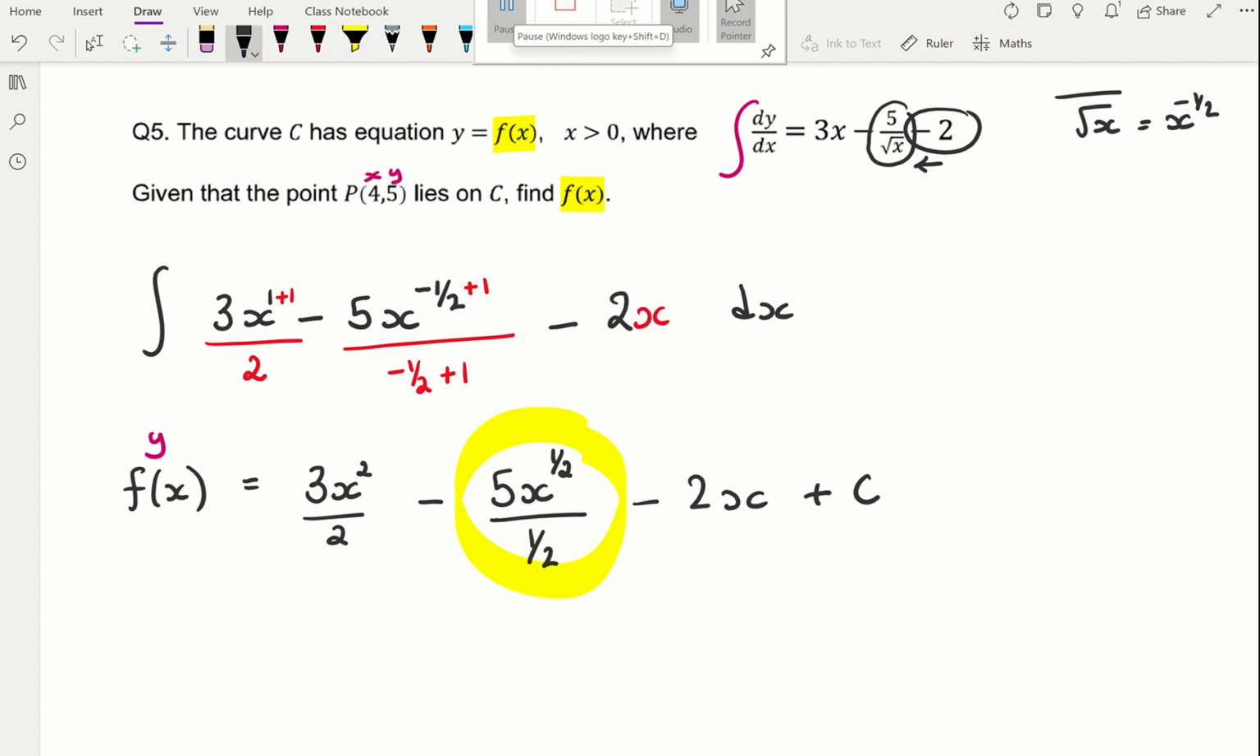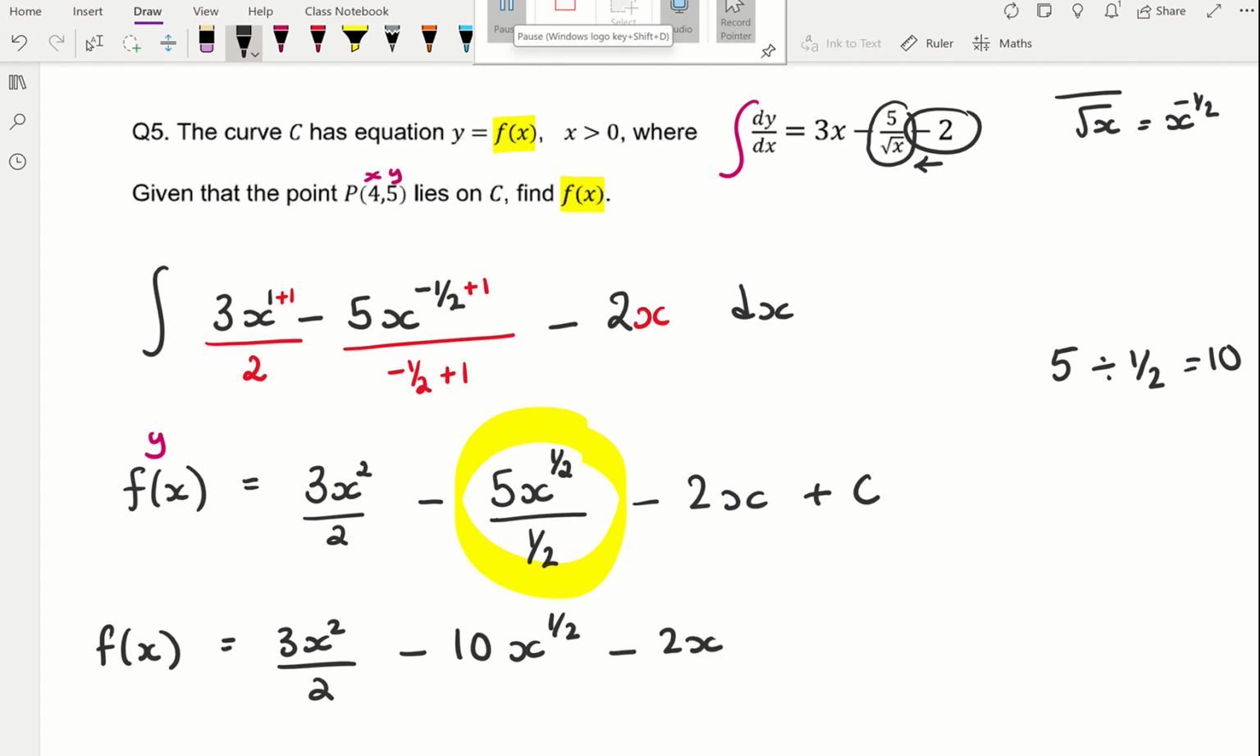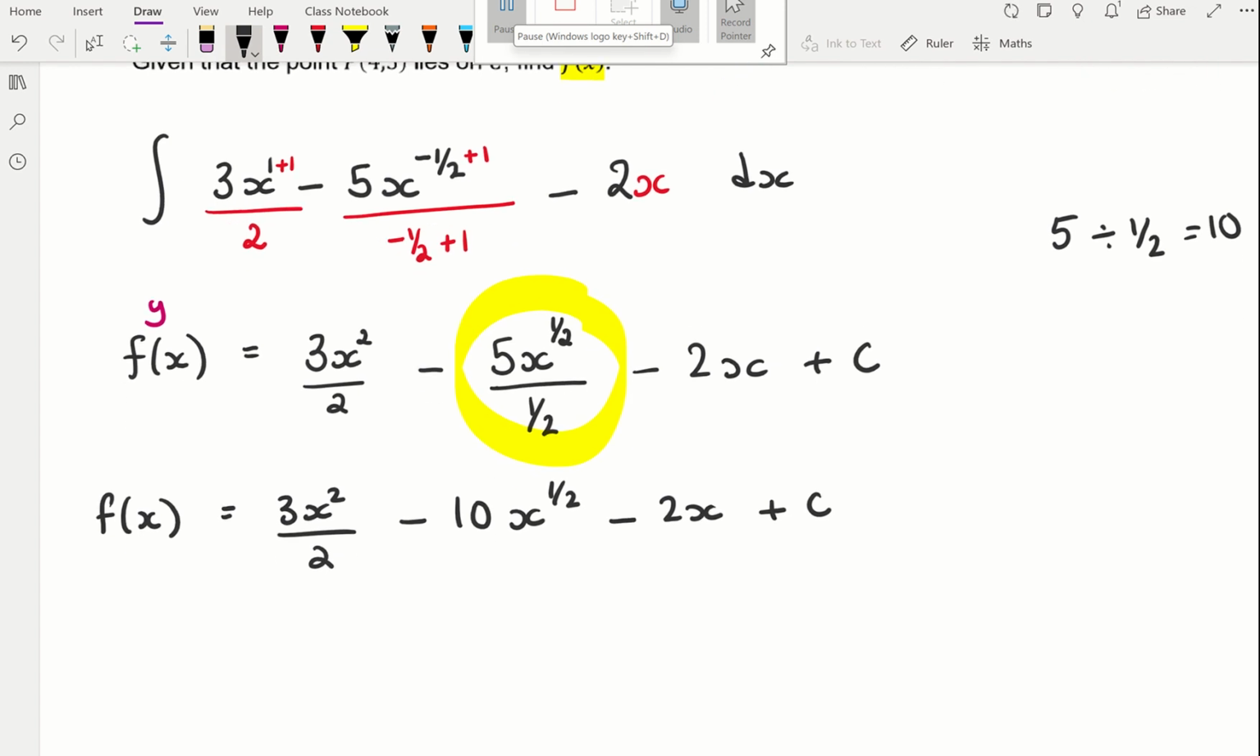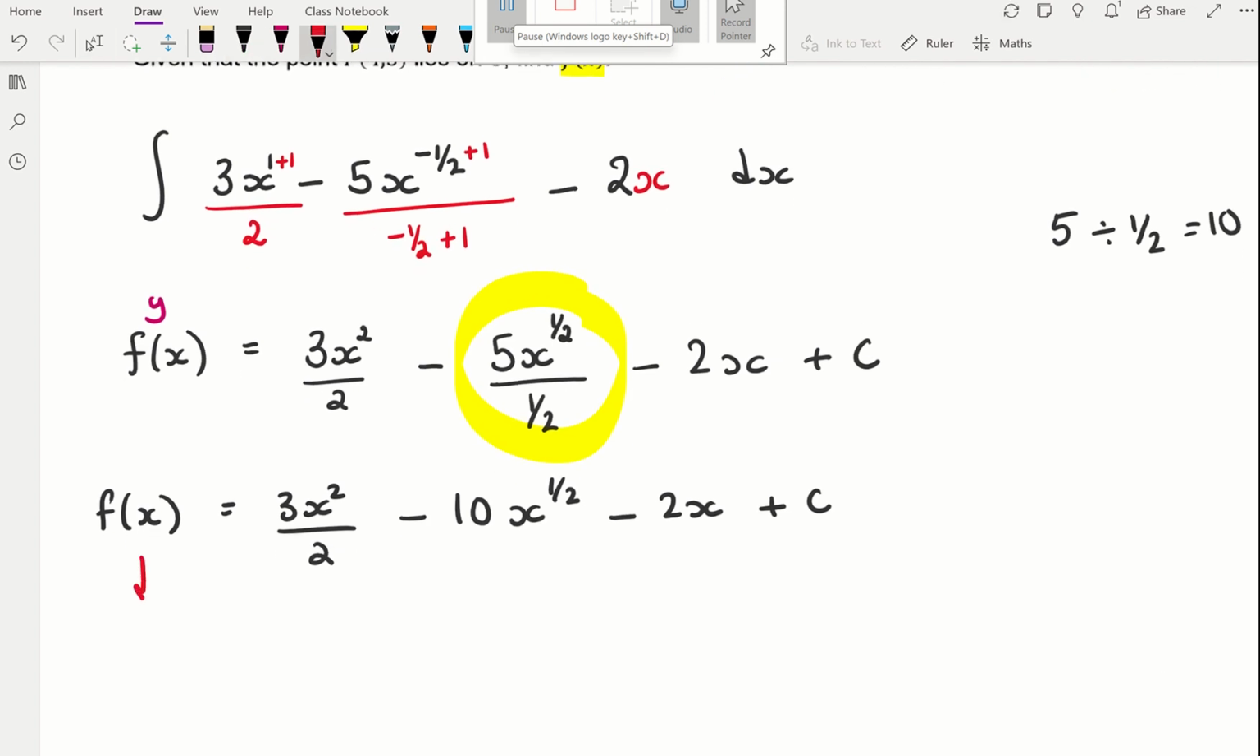This is 5 divided by a half. And you can do that on your calculator, and that will give you a 10. So f of x equals 3x squared over 2 minus 10x to the power of a half minus 2x plus c. And at this point, I substitute the value of x and y. This is y.